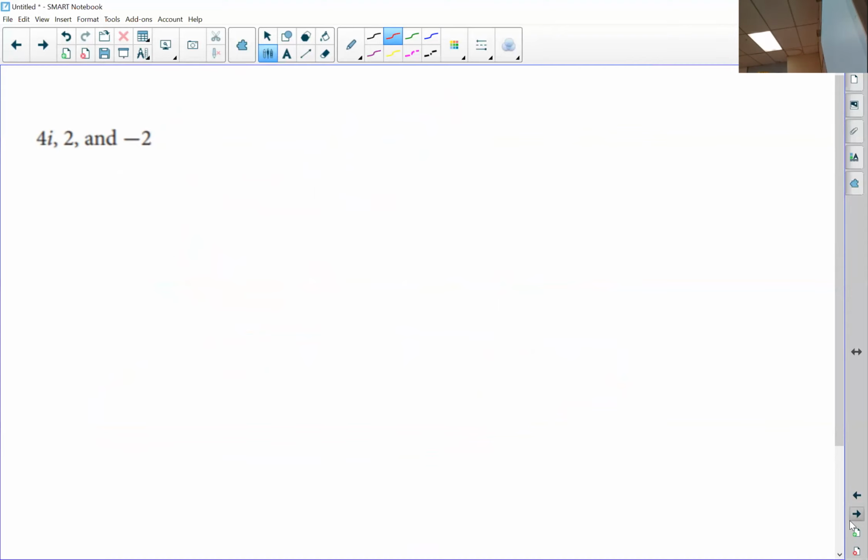I'm giving you 4i, 2, and negative 2. So there are 4 solutions, so it's 4 degrees. Because I see 4i, there must also be negative 4i. The next step would be to write the factors, yes? What would the factors look like?